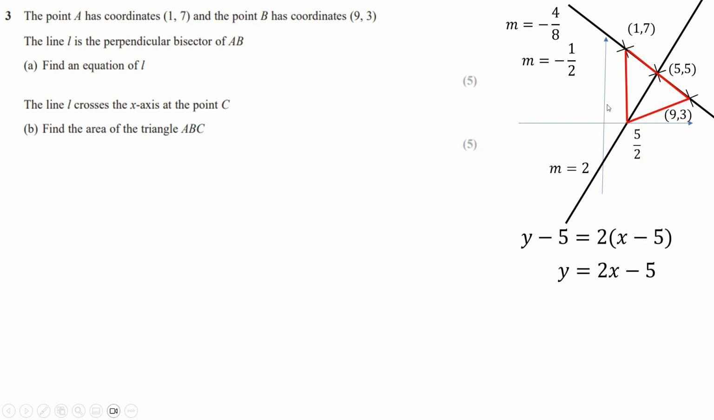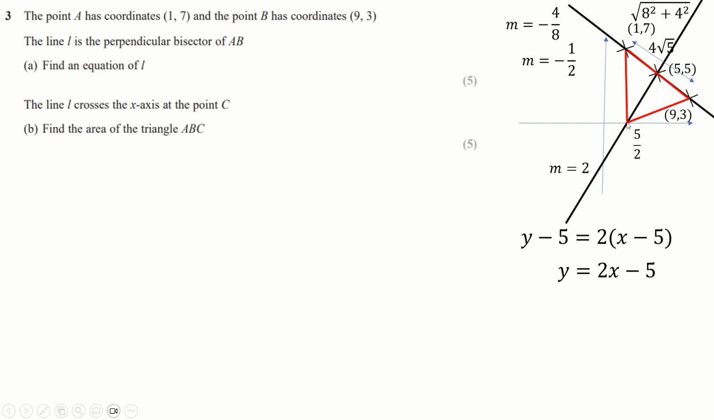And it wants the area of the triangle ABC. A is this point, B is this point, and C is this point. There's a couple of ways you could do this, but what I decided to do was work out the length of the line from A to B by doing Pythagoras. As we saw before, it goes up 4 and across 8. So we do 4 squared plus 8 squared, and rooted, of course, because it's Pythagoras, we get that from a calculator.